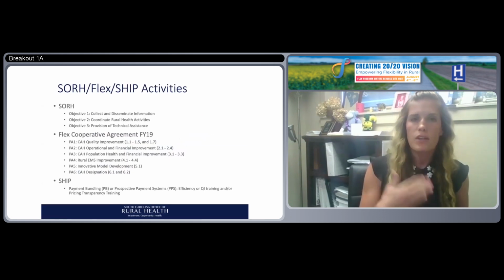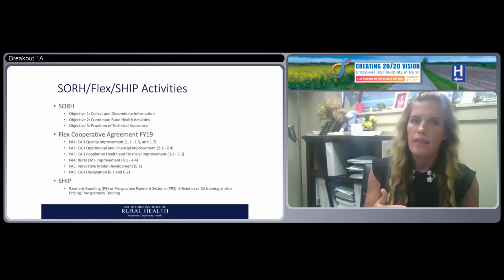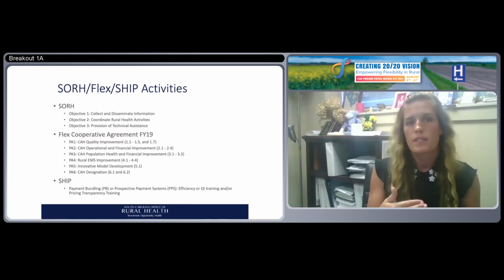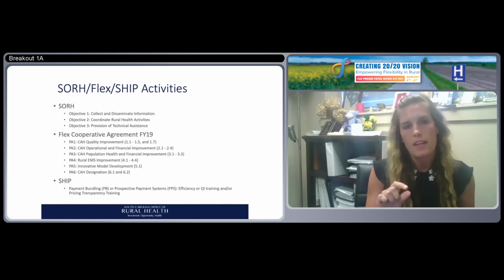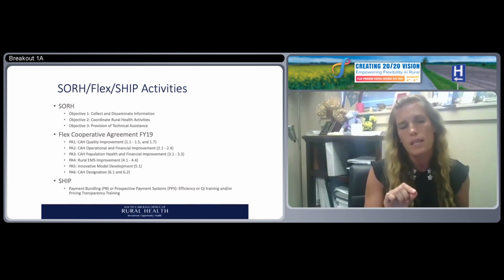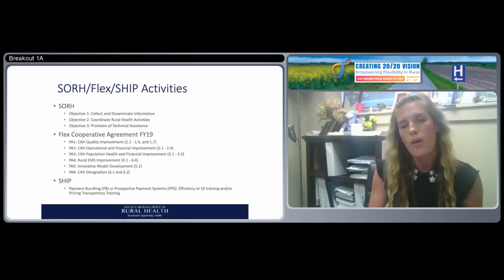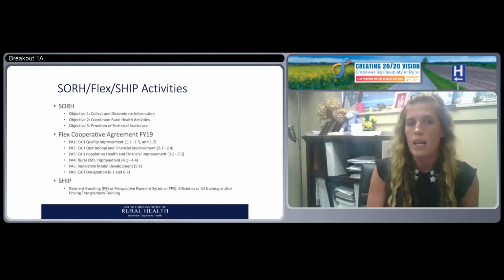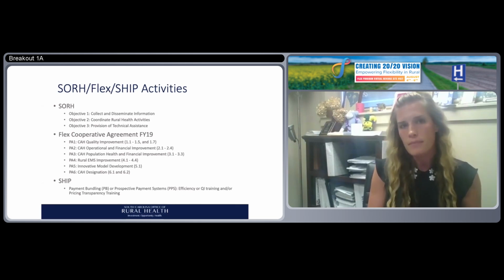So these are the activities. I just briefly wanted to talk about these for our SOAR, Flex, and SHIP grants. You can see the program activities for Flex and the things that we focus on, and those were for fiscal year 19. And for SHIP, we focused on payment bundling for all of our hospitals, and efficiency and quality improvement training or pricing transparency training. So that's our area of focus for the next couple of years. Next slide.